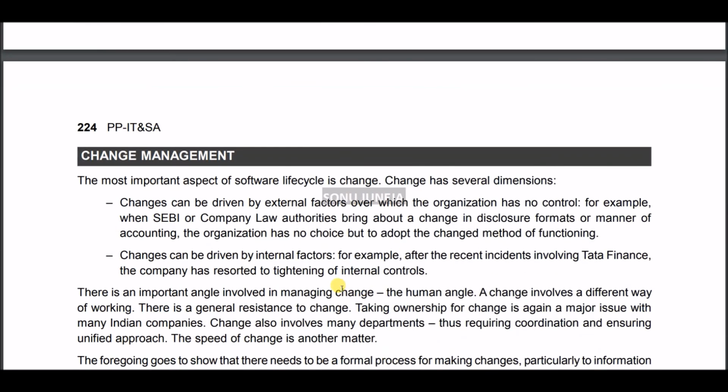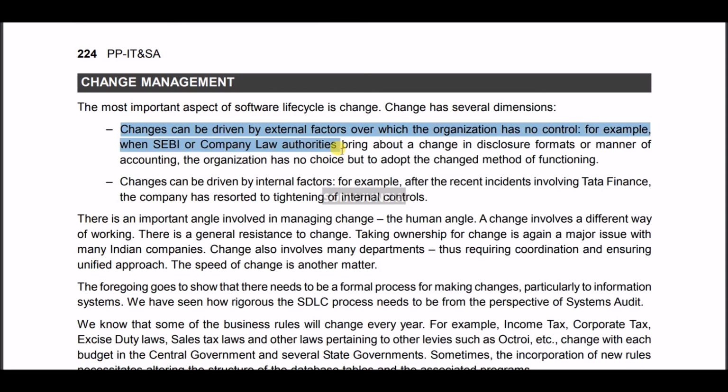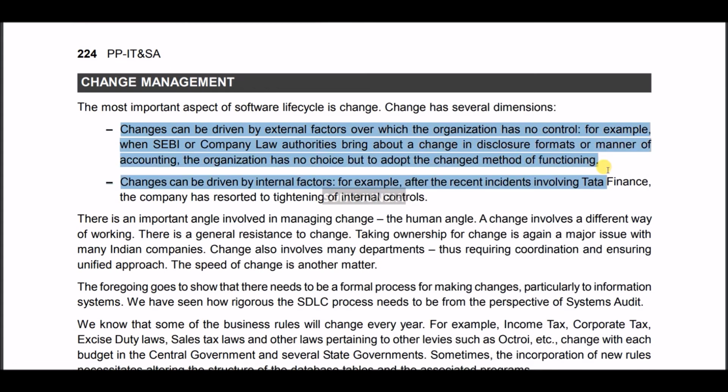Now, what is change management? Now, the most important aspect of the software lifecycle is change. Change has several dimensions. Changes can be driven by external factors outside the organization. For example, SEBI or company law authorities bringing about changes in disclosure formats, manner of accounting. The organization has no choice but to adopt it, because if there is no acceptance of the documentation which is being created on your information system, it is of no relevance.